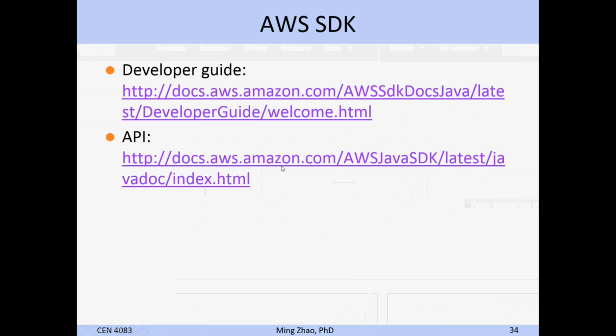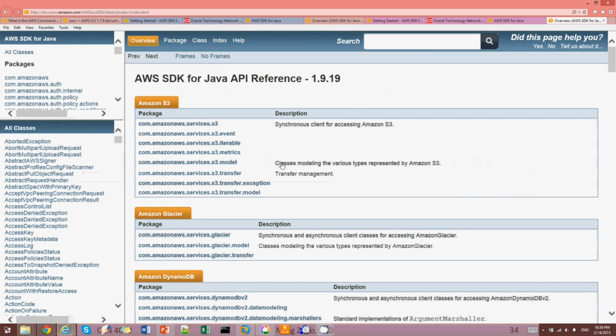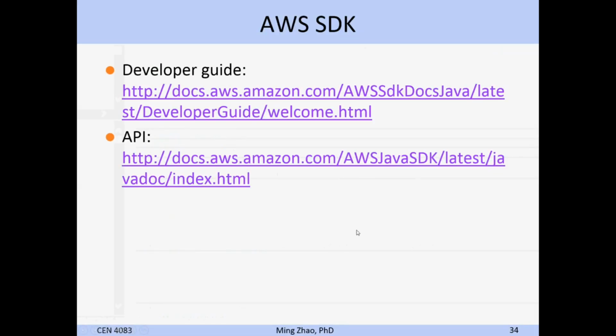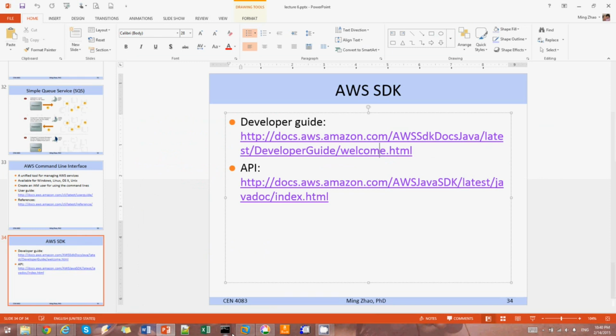And then the second document that I listed here is a comprehensive list of all the API interfaces provided by AWS. This is just like a typical Java API reference document. You can find all the classes and methods that are provided by AWS. Right. So now let's look at my example. Let's go back to my virtual machine.